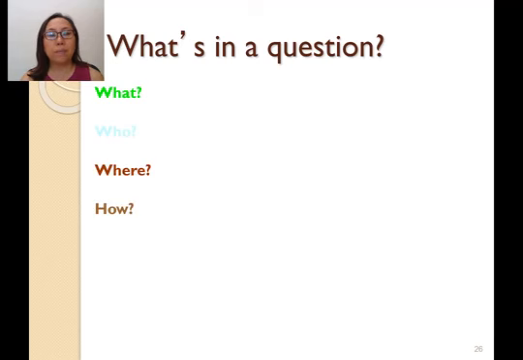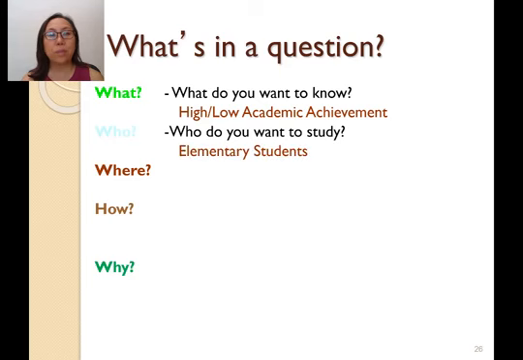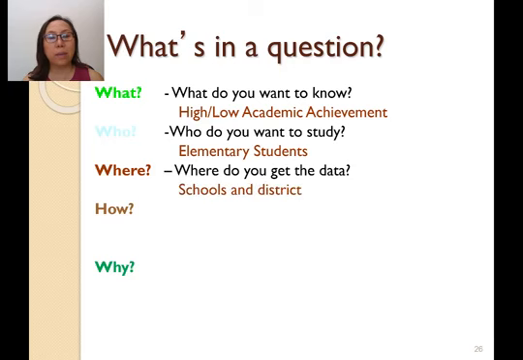So what's in a question? All in putting all things in perspective. These are really the basic questions that we ask in scientific research: what, who, where, how, and why. So the what question is, what do you want to know? And perhaps we're looking at high-low academic achievement. And who do you want to study? And so let's put elementary students as the people that we want to study. And then the where question is, where do you get the data? What data do we want to look at?